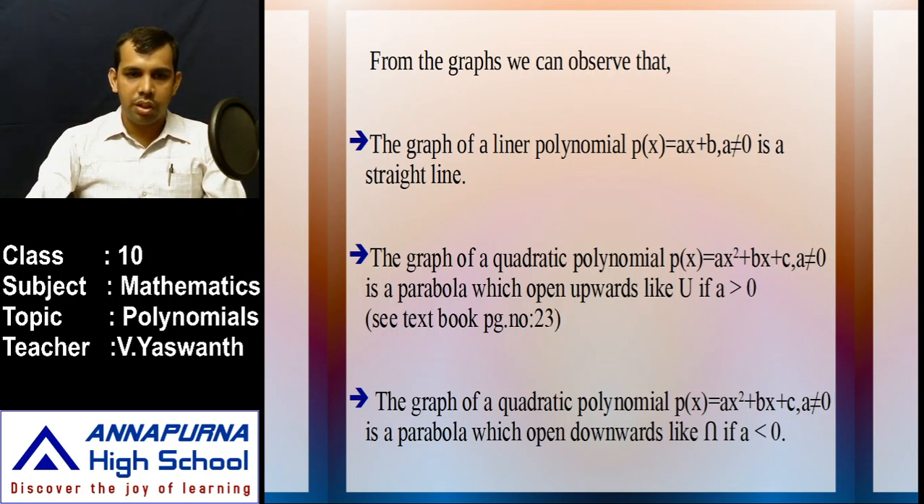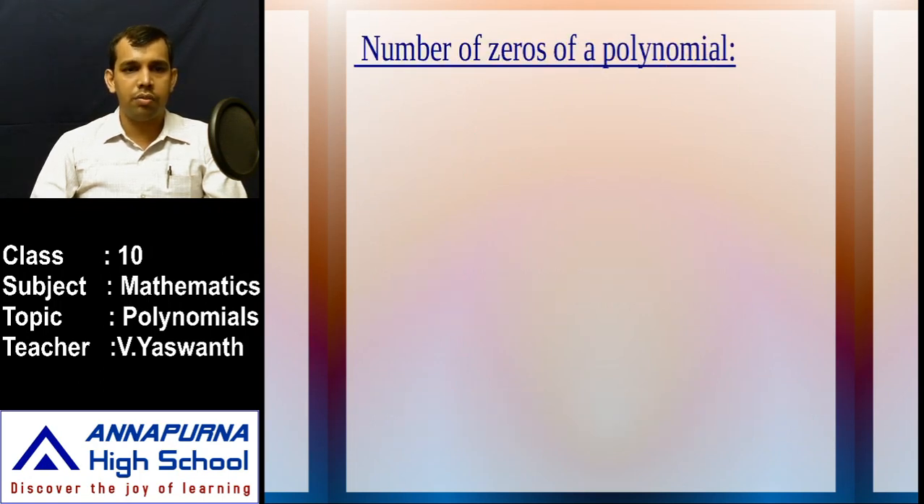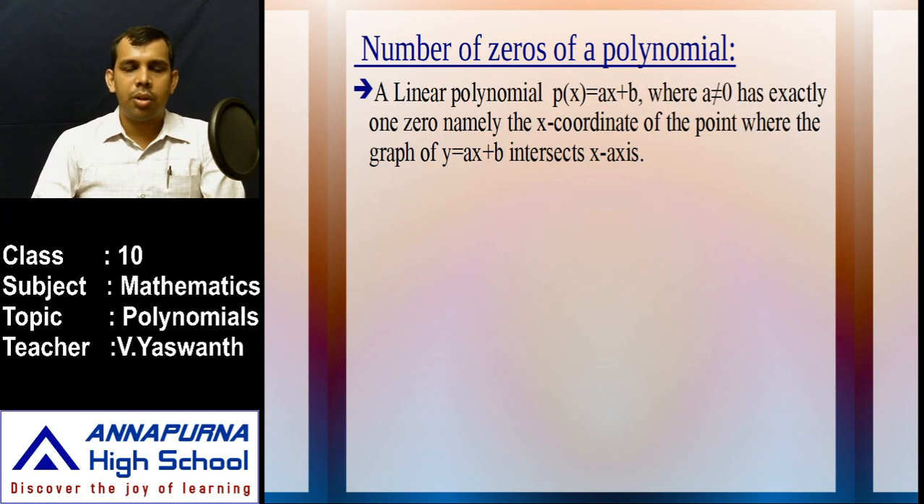Okay, if the coefficient of x square is greater than 0, the parabola opens upwards. If the coefficient of x square is less than 0, then the parabola opens downwards. By seeing the graphs, we are identifying the number of zeros of a polynomial. That is also, we recall the number of zeros of a polynomial. So a linear polynomial p of x is equal to ax plus b, where a is not equal to 0, has exactly 1 zero, namely the x-coordinate of the point where the graph of y is equal to ax plus b intersects the x-axis. Actually here we are presenting those coordinates.